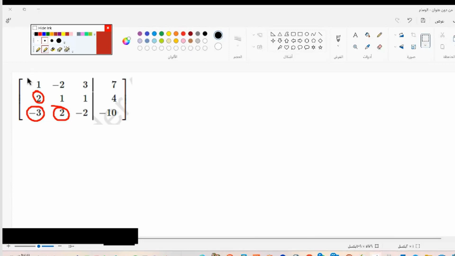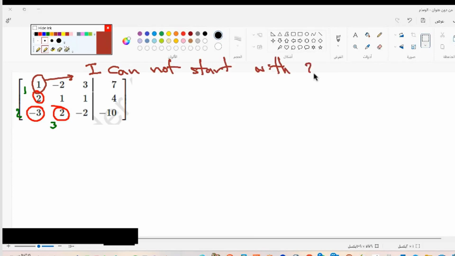We have three ways. I can interchange two rows. I can multiply any row by a constant number. I can add a multiple of one row to another row. See my hand, this is the most important method. If you want to solve, use 1, 2, 3 in this order. And here, I cannot start with 0.